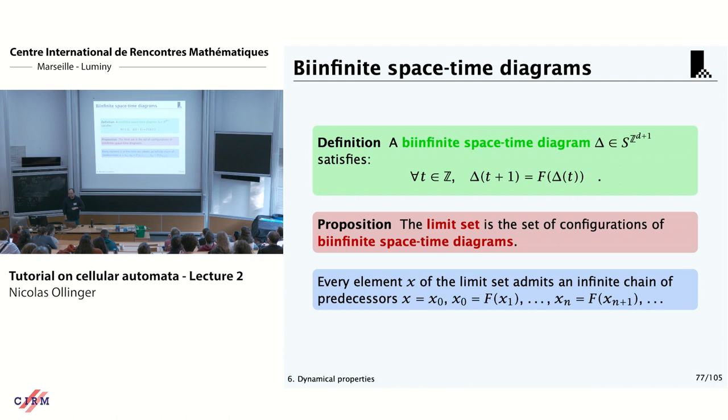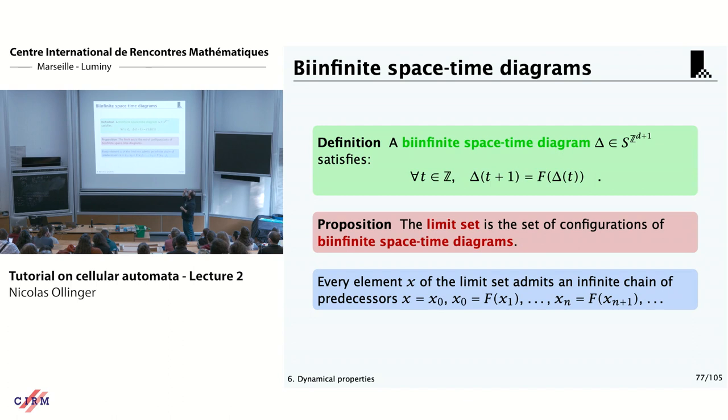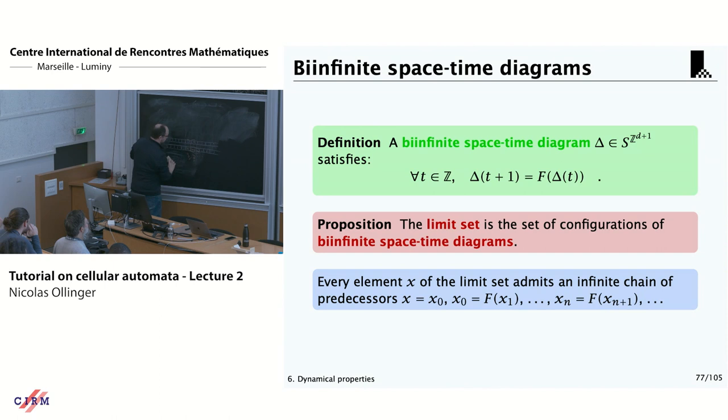We did space-time diagrams. I put time upwards. Some people put it downwards. Let's make peace. We will do bi-infinite space-time diagrams. Time will go both upwards and downwards. So a bi-infinite space-time diagram is just a space-time diagram where time is taken in Z, and you want every line to be the image of the configuration below it and to have its image upwards. The configurations that you can construct with bi-infinite space-time diagrams are exactly the configurations which constitute the limit set of the cellular automaton. At first, it might seem to some of you that I'm missing something, but let me draw a picture to convince you that it's true. First, of course, if you are in a bi-infinite space-time diagram, you have ancestors at any number of time steps, so you are in the limit set.